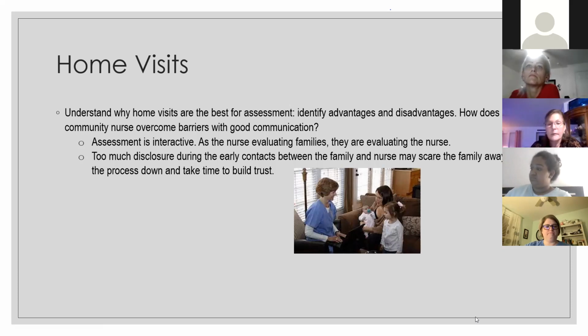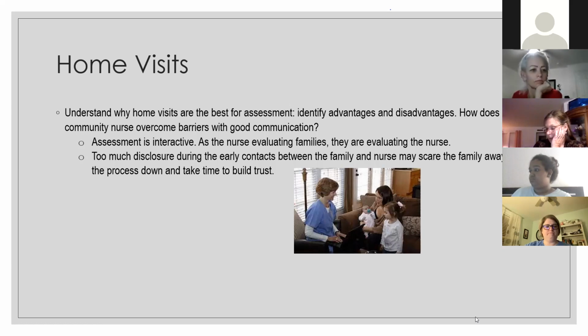Because remember, as we're evaluating the families, those families are watching us. You don't want to have too much disclosure, because the family may say, well, why is she asking me so many questions? And why do you care about this? So we want to be very therapeutic in our communication on home visits.